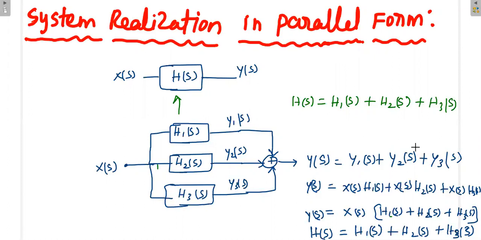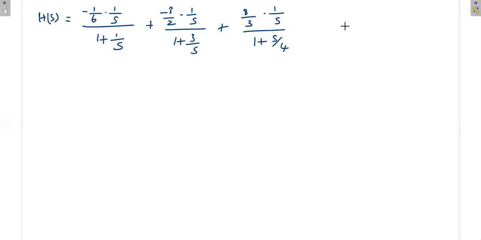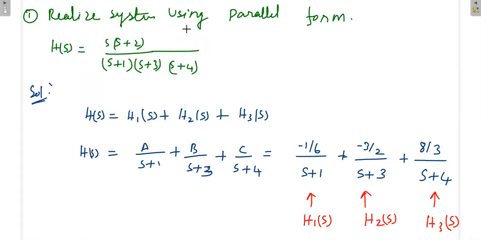Now we'll take one example and try to realize it using parallel format. Realize the system using parallel form. H of s is s into s plus 2 divided by s plus 1, s plus 3, s plus 4. We know that H of s has to be written like this. To represent it in parallel form, H1 of s plus H2 of s plus H3 of s, we have to apply the partial fraction technique. Then the values of A, B, C are minus 1 by 6, minus 3 by 2, and 8 by 3. These are H1 of s, H2 of s, and H3 of s.